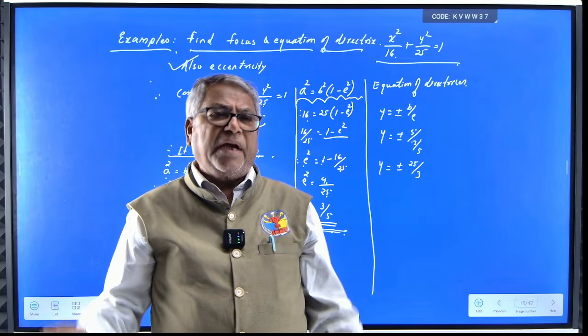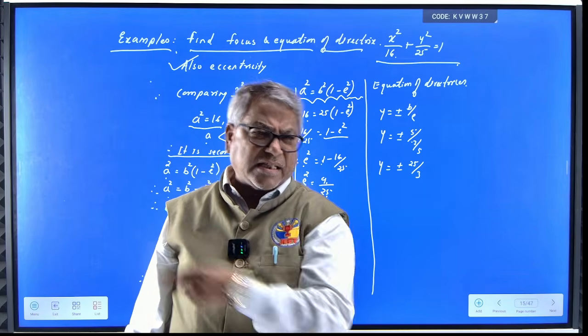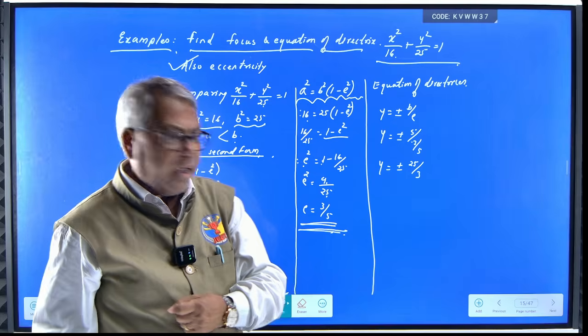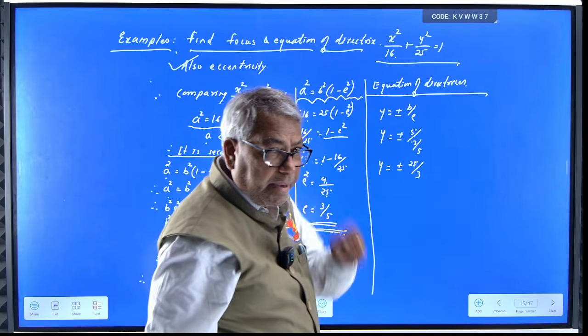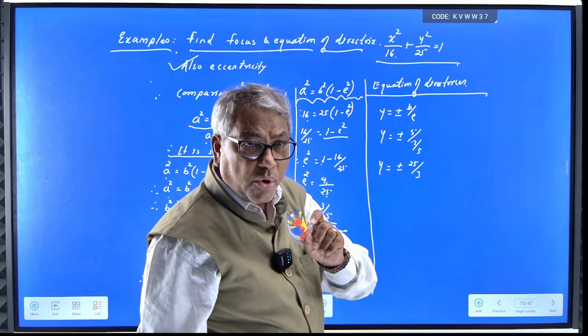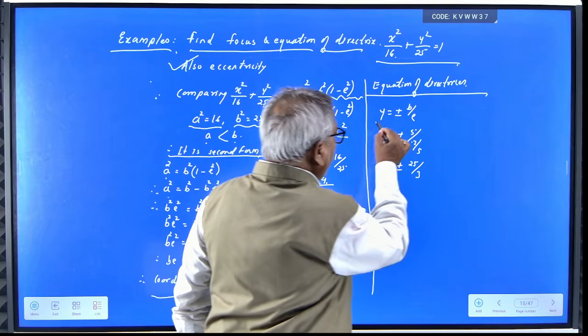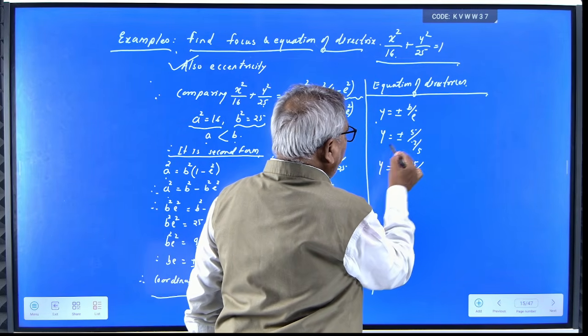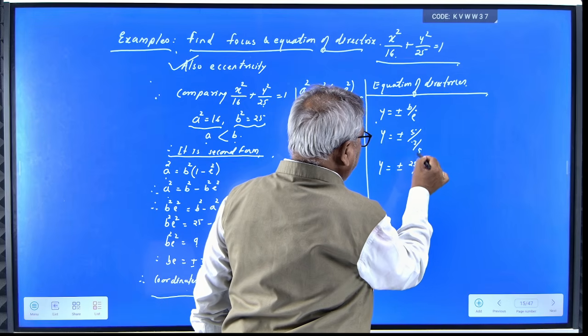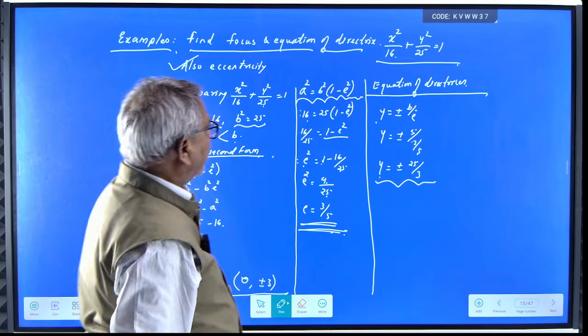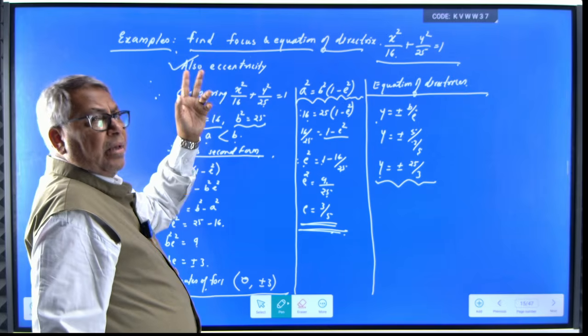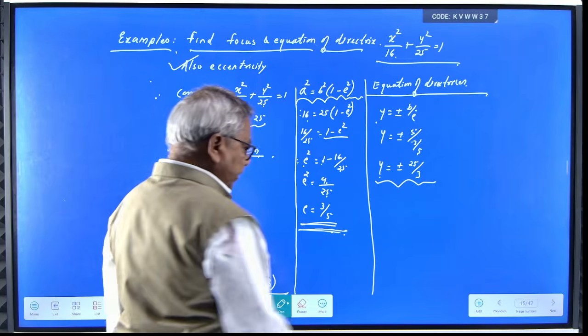Observe that 3 by 5 is less than 1, so it must be the eccentricity of the ellipse. Then the equation of directrix. It is not the standard one, remember that. Directrix: y is equal to plus or minus b upon e. So y is equal to plus or minus 5 upon 3 by 5, so y is equal to plus or minus 25 upon 3. I have shown this example. It is a vertical form, but we can get it here.